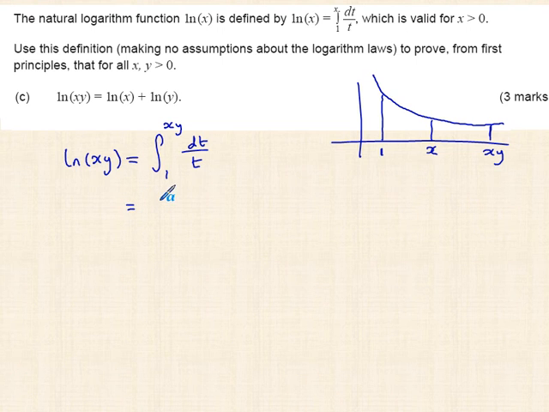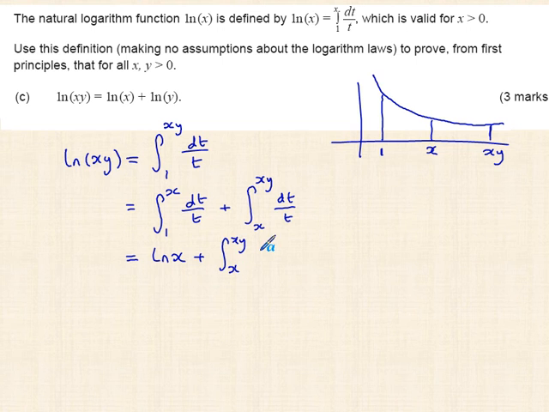So this could be split into the integral from 1 to x of dt over t plus the integral from x to xy of dt over t. And clearly this part here is ln x. So we have ln x plus the integral from x to xy of dt over t.